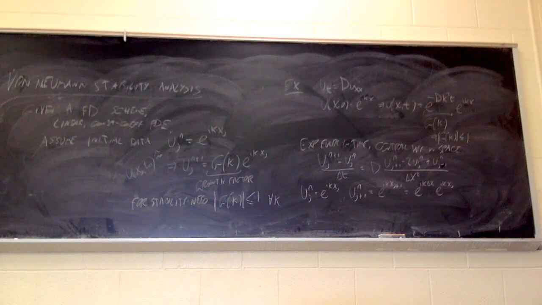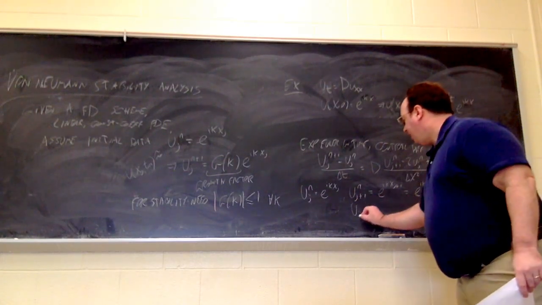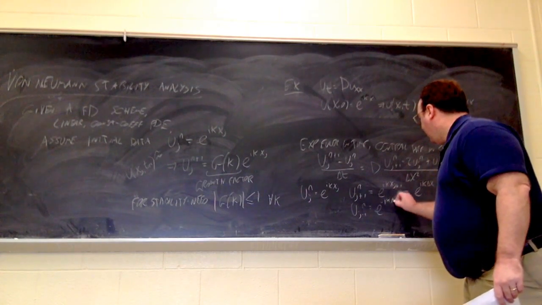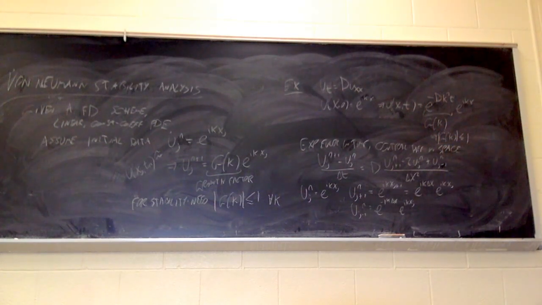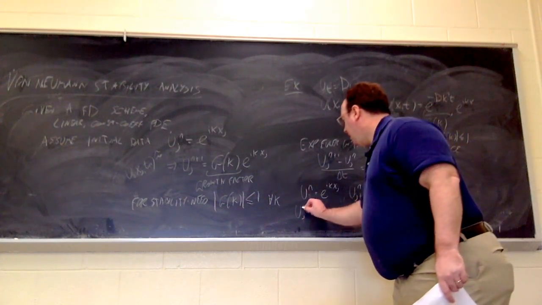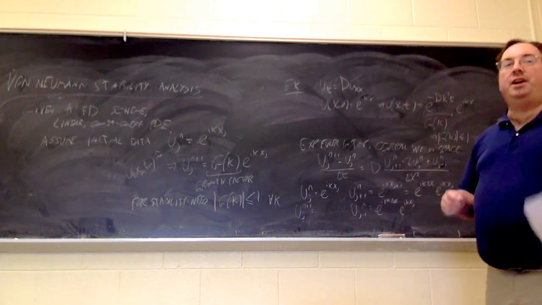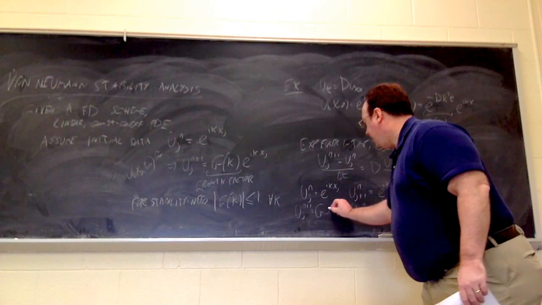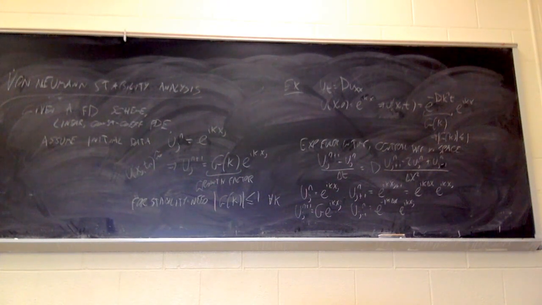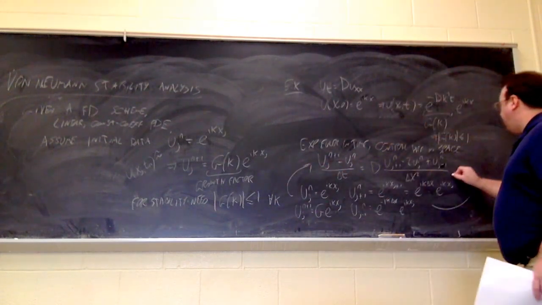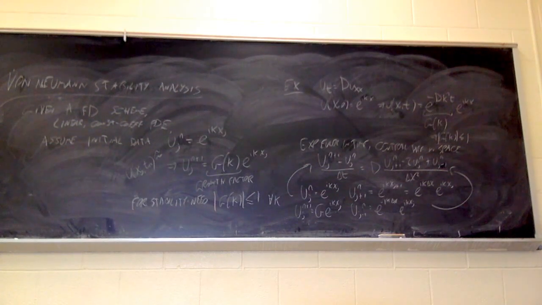Similarly, Uj minus 1n is going to be e to the minus ik delta x e to the ik xj. So you can see that every single entity in this scheme is going to be a multiple of e to the ik xj. The only thing I haven't accounted for is Uj n plus 1. Well, that has my unknown growth factor, so I'm going to call that capital G, e to the ik xj. Now, G is going to depend on k, but I'll just write it as G. So the idea is, now I'm going to substitute all of this stuff into here, everything, and solve for G.